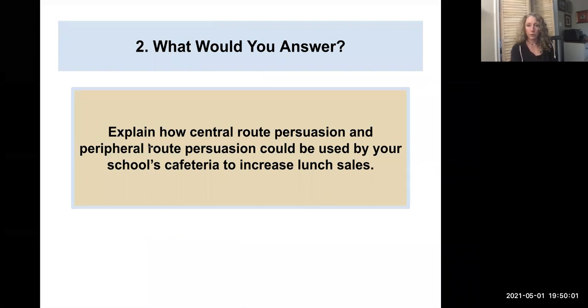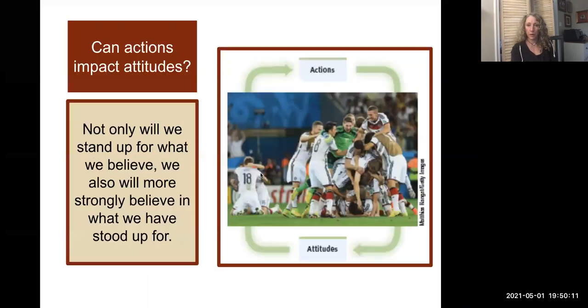You can think about this. Explain how central route and peripheral persuasion could be used by your school's cafeteria to increase lunch sales. And we'll come up with some examples in class.